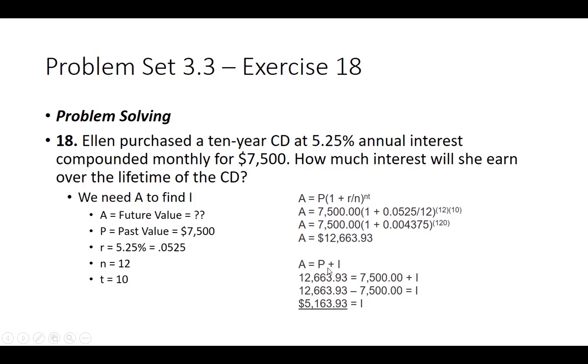A equals principal plus interest. A equals P plus I. So $12,663.93 equals 7,500 plus I. Subtract 7,500 from both sides, and we get that I, the amount of interest earned over the lifetime of the CD, is $5,163.93.